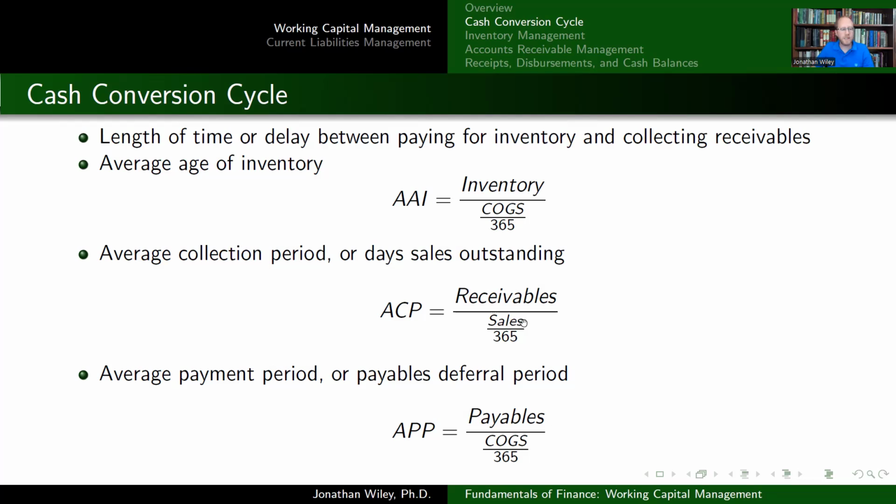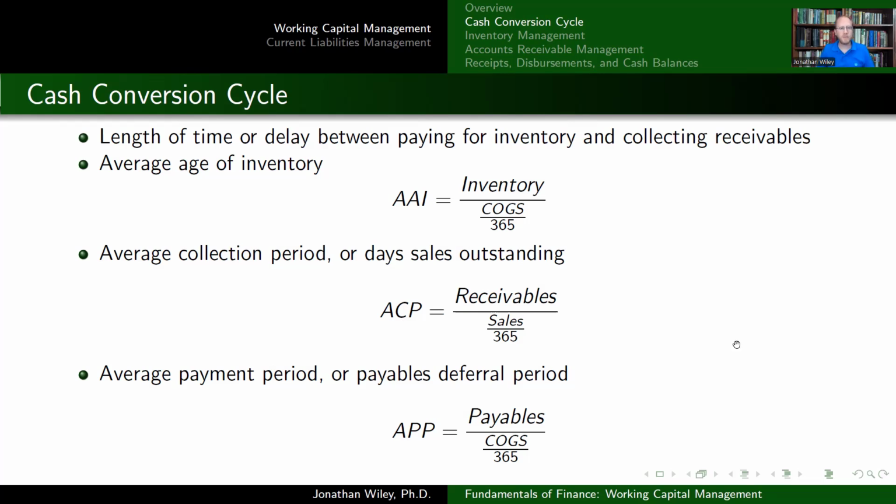So sales on account would give me a smaller denominator, which would mean it would actually look like it's taking me longer to collect. So something to keep in mind, if a business has substantial sales that are not on account, and I'm calculating this average collection period using total sales, probably it's actually taking me a fair bit longer to collect than this ratio would tend to suggest.